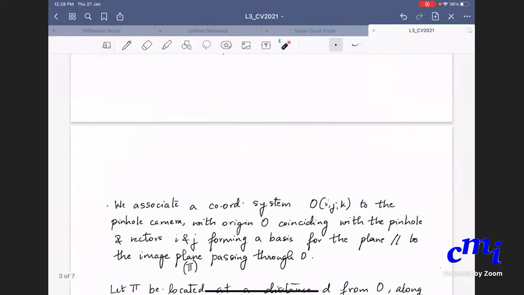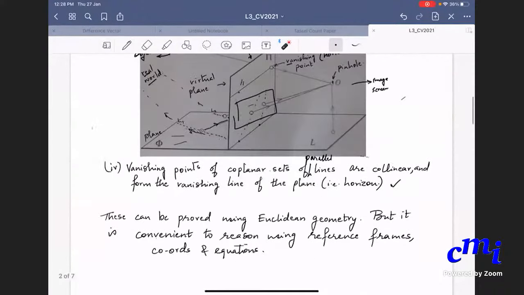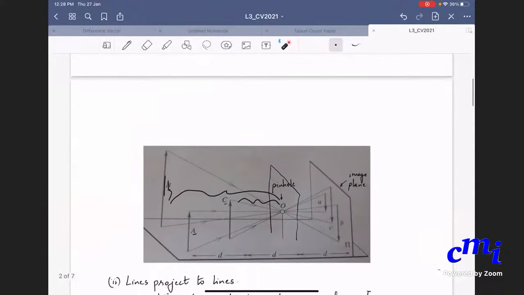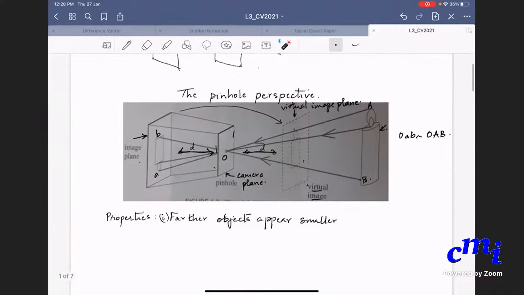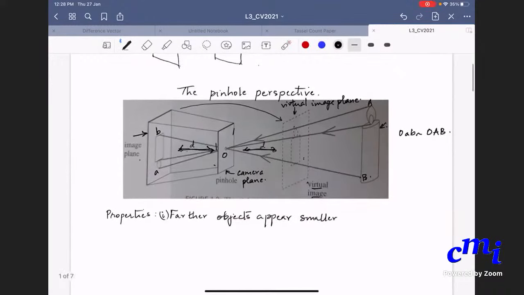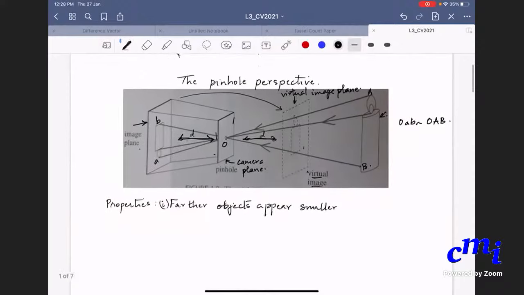We associate a coordinate system, let's call it OIJK, to the pinhole camera with the origin O. Let's go to the earlier image. Here we will have the camera plane. This pinhole itself will be the origin of this plane. The object is in the real world, and this will be the real world coordinates.